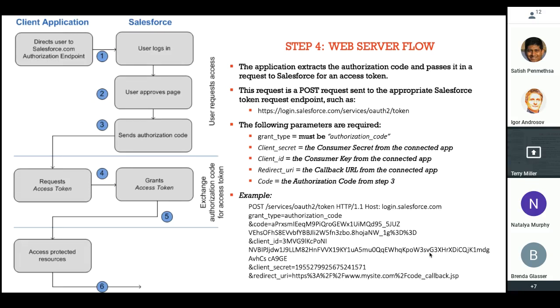Okay. All right. And this is a post request that's sent to the appropriate Salesforce token request endpoint. So that's the URL as an example. Parameters that can be included in this one are the grant type. And this, my understanding, has to be set to authorization_code. The client secret, which in our connected app is called consumer secret. The client ID is the consumer key. And then the redirect URI is the callback URL. All of those coming out of our connected app once we've set that up.